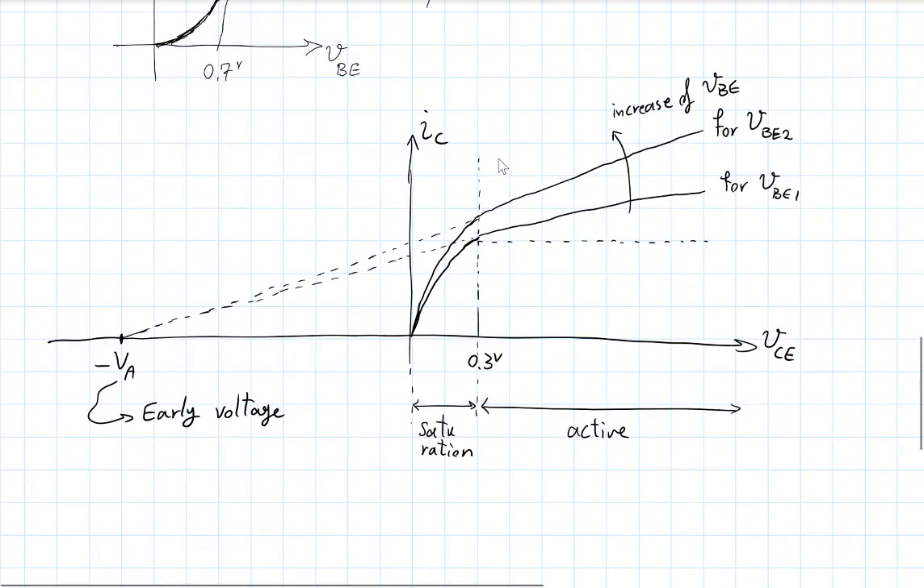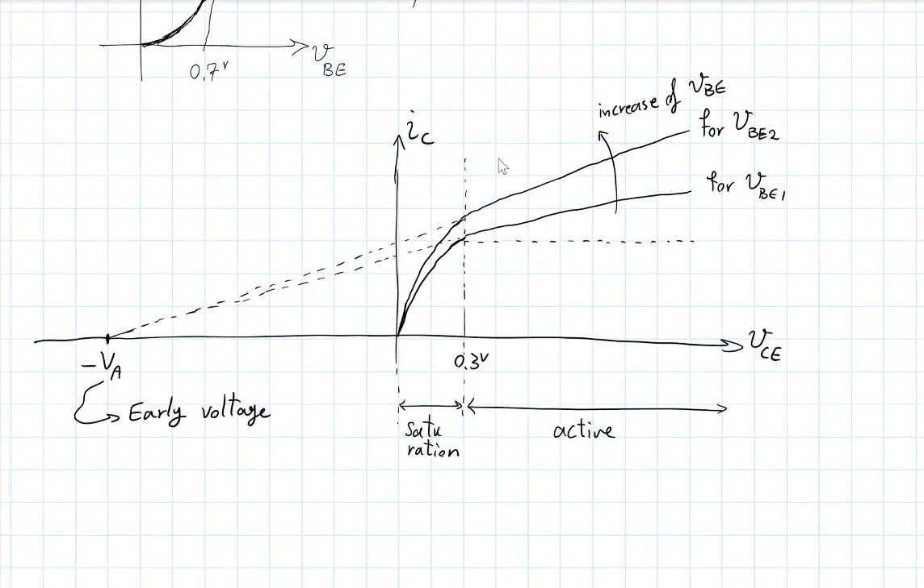And the early effect, again named after this person, is the fact that IC, even in active mode, is not constant with VCE. Okay, this is not something that would have a qualitative effect on many of the things that we see. I wanted to put it out there so that we know about it, but for a great many problems, we will neglect that effect and assume that that's a flat line.